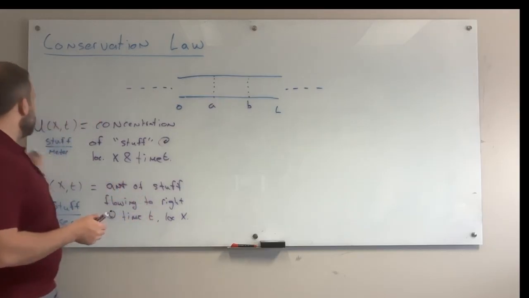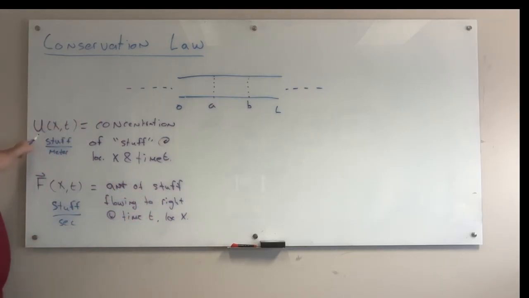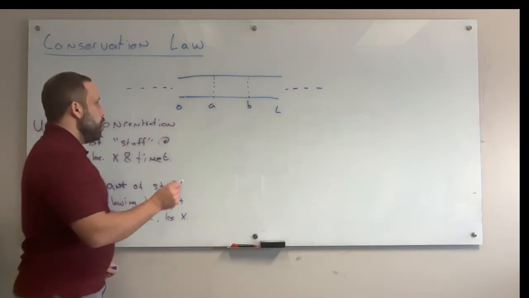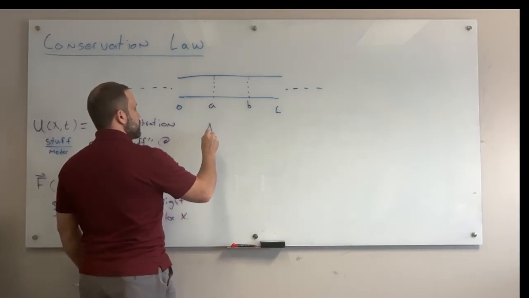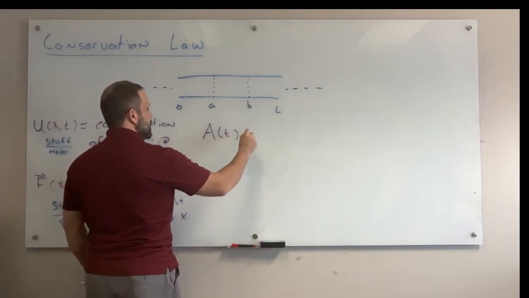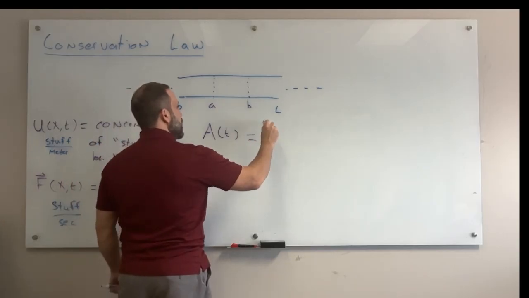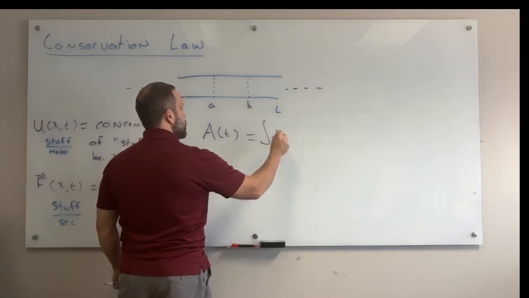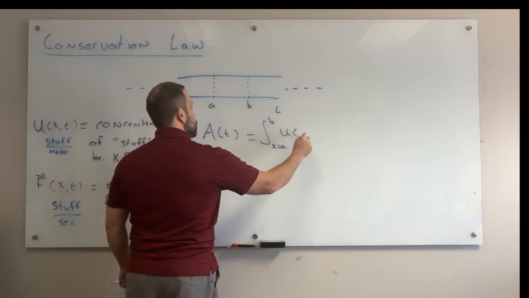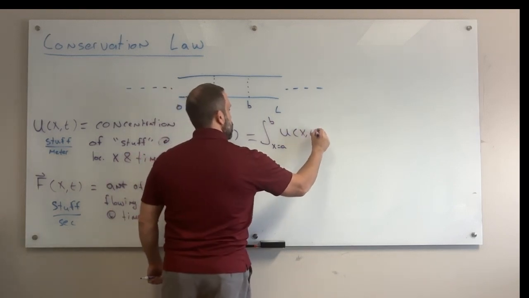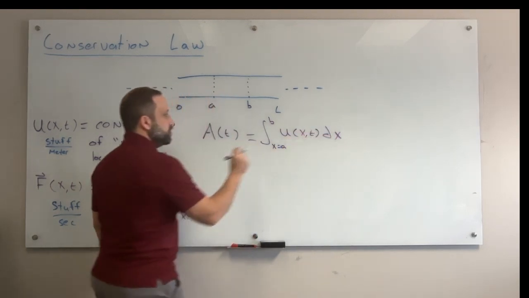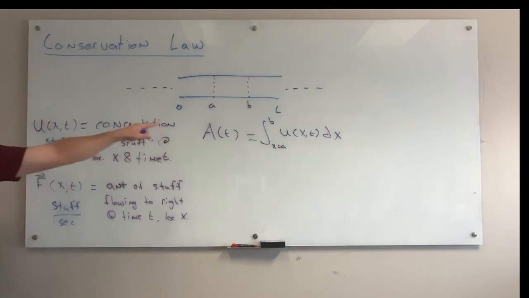Okay, so when we say that u of x,t is the concentration of stuff between A and B, what we mean, I'm going to use this notation here, is that the amount of stuff from A to B is given by the integral going from x equals A to B of u of x,t dx. u is a concentration. If we just match up the units, u of x,t has units of stuff per meter, dx has units of meter, so overall u of x,t times dx is stuff per meter times meter, which is stuff. So the units match up here.